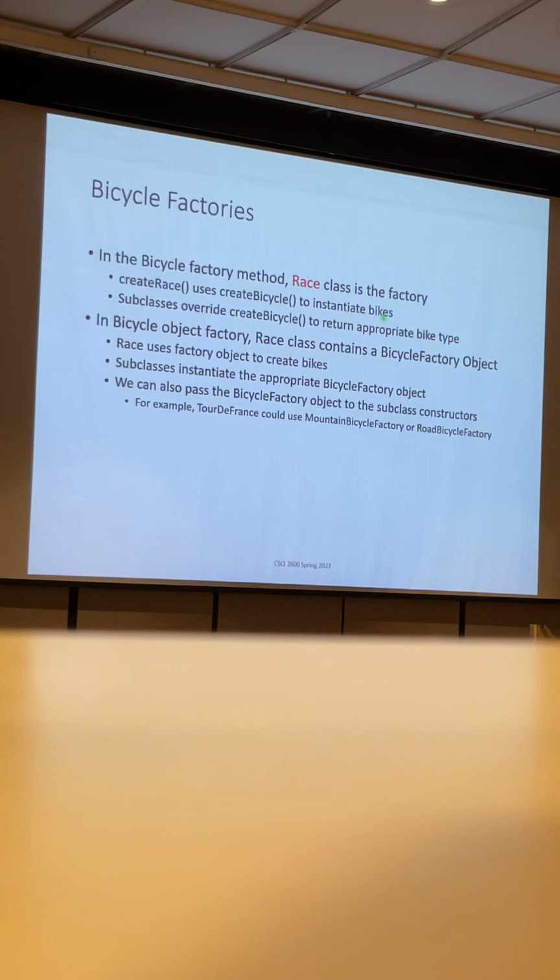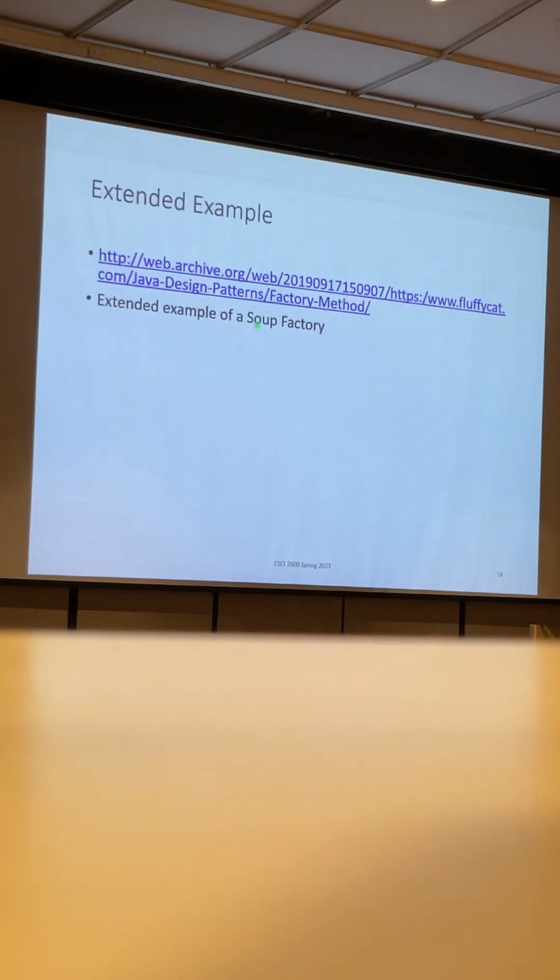The proper type of the bicycle to create will still be guaranteed by their overridden create bicycle, but now create bicycle is not in the bike hierarchy, but it's in their bicycle factory hierarchy. All right, so that's that, and there is an extended example that I encourage you to review, but we're just going to skip it for now.